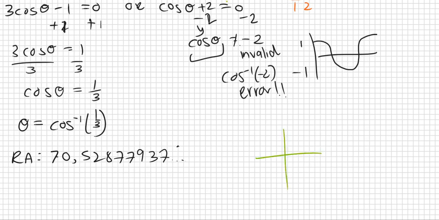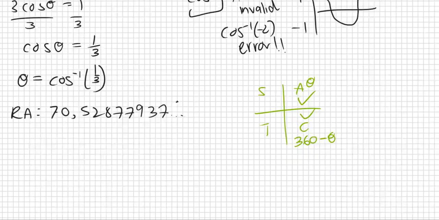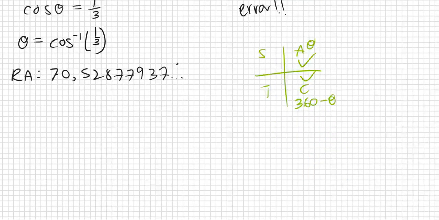So open up my sticker diagram that tells me where the cos graph would be negative or positive. And we see, well, cos is positive at A and C, so it must be negative at S and T. Oh, excuse me, we're doing positives this time. Okay, positive at A and C. So positive, this is just theta, and at C, it's 360 minus theta. Those are 2 options. We have a reference angle of 70.